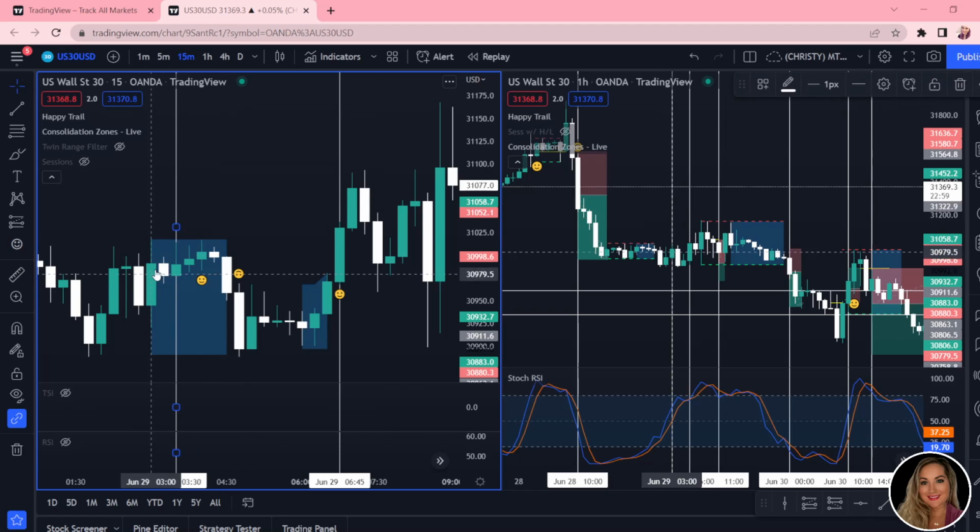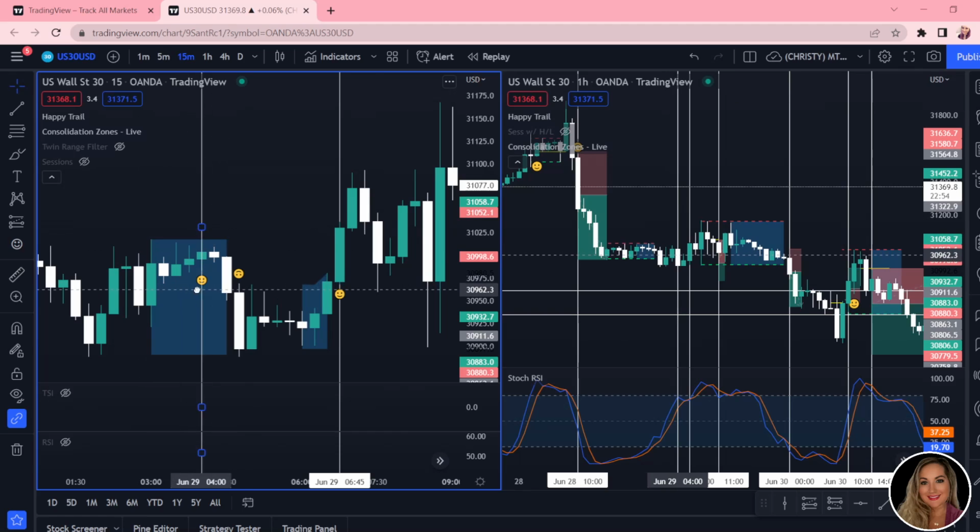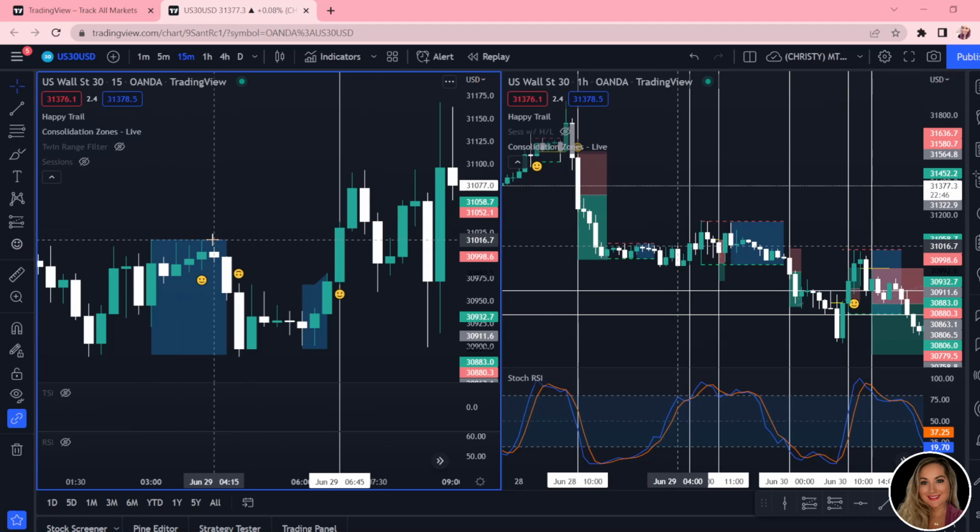It never actually breaks out of the zone. So at no point was this a valid trade for you to take. So this smiley face was never a valid trade. Make sure you remember it has to be the body of the candles that have to break out and close above or below the zones.